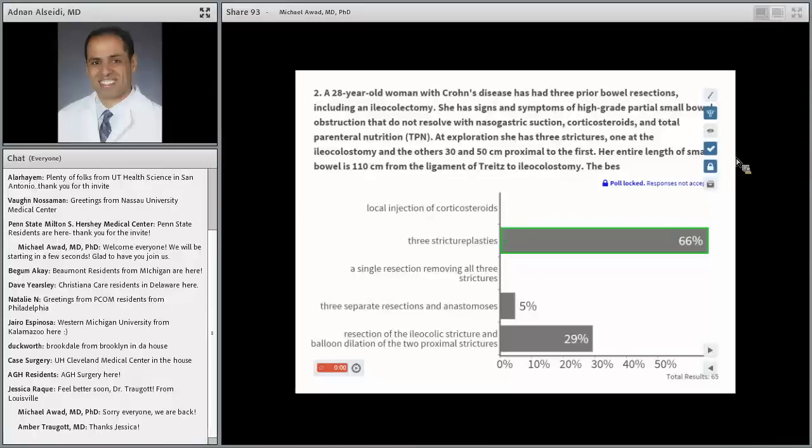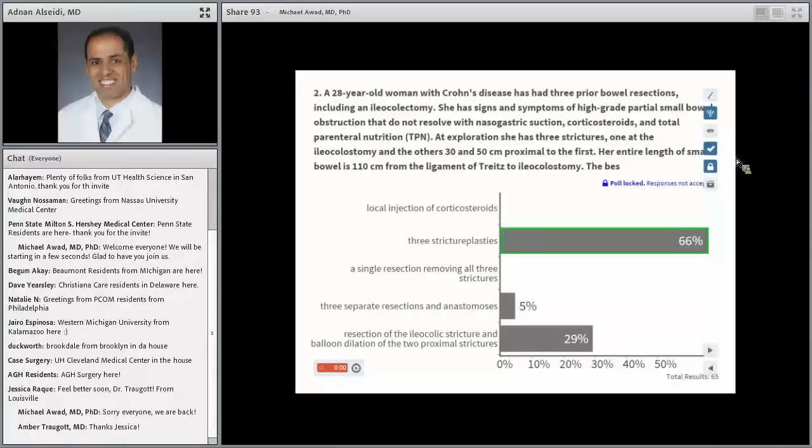Okay, the majority got that correct as well. The answer is 3 strictureplasties. The idea here is that you want to maximize the amount of bowel in continuity that you leave behind. Generally, we think 100 centimeters is kind of the minimum to avoid short gut syndrome. In this patient, doing one resection to include all 3 is not an option. They're spread all over.